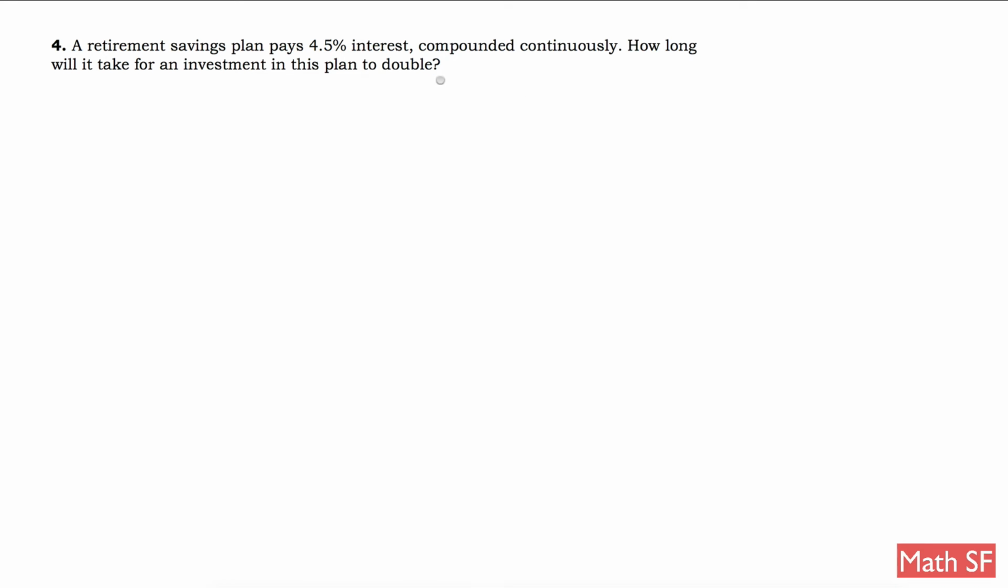Well, first of all, it tells you that it's being compounded continuously. So there is a special formula that we've been using lately. It's the amount after some time, in years most of the time, equals P e^(rt), where P is the principal, e is the exponential, r is the rate, and t is the time in years in this case, because we're talking about compounding. So let's see how long it will take to double.